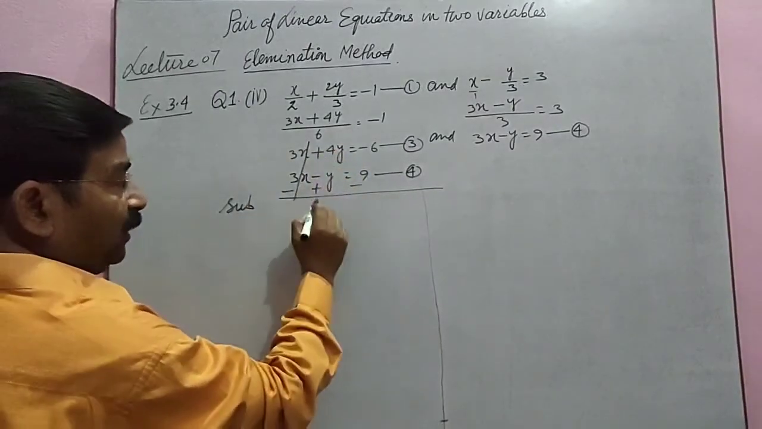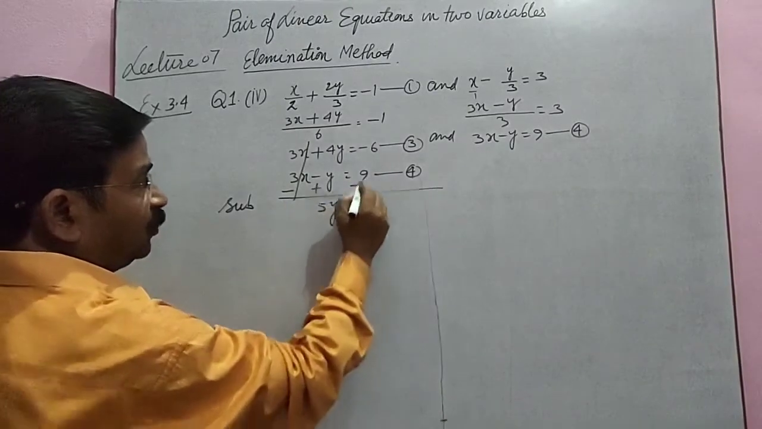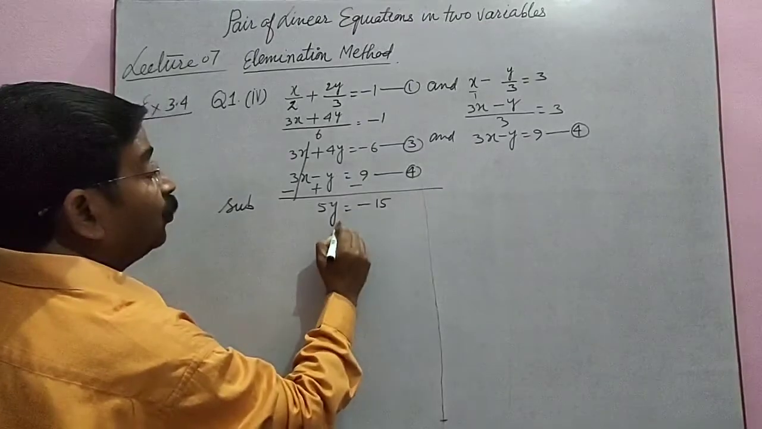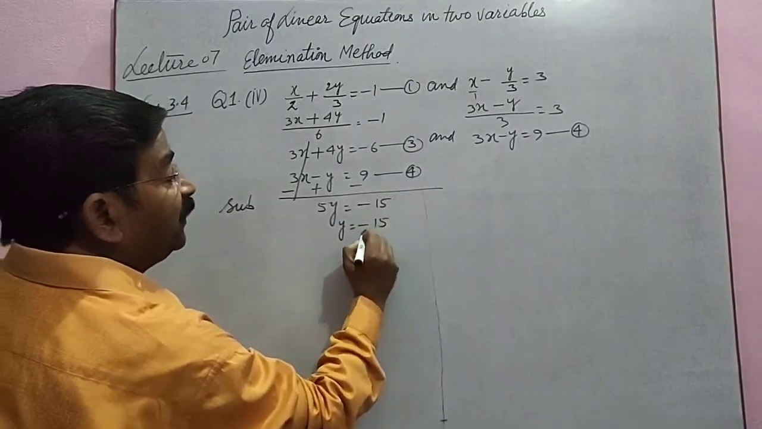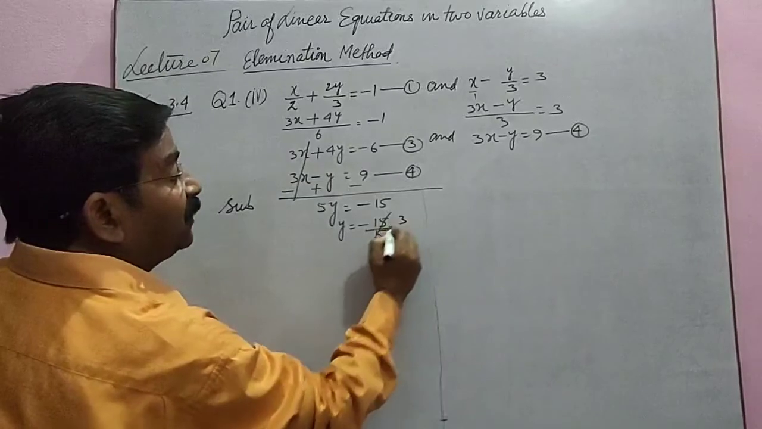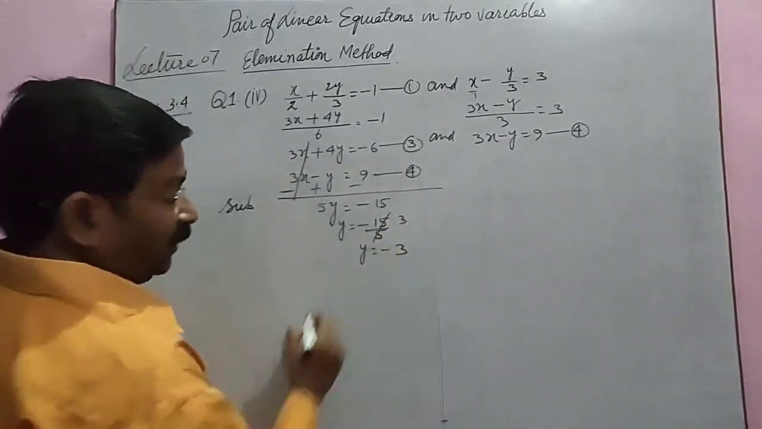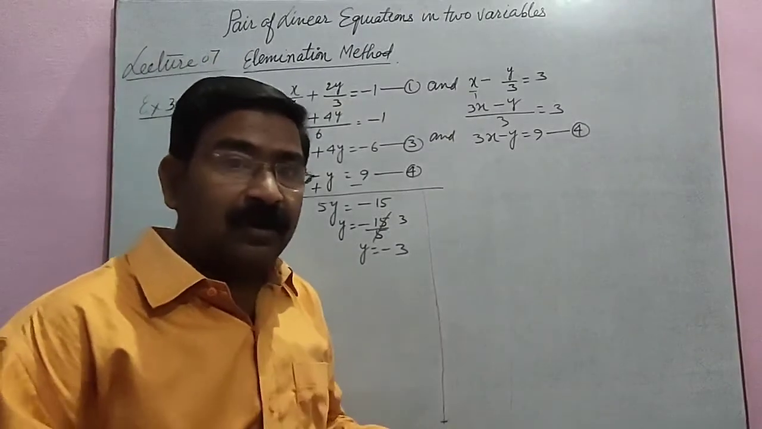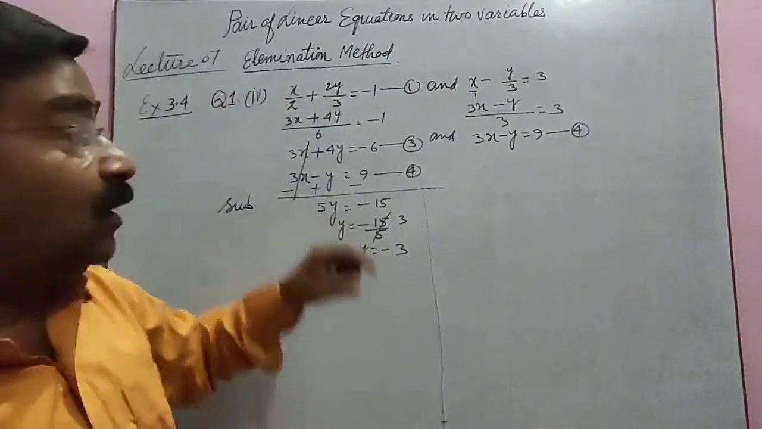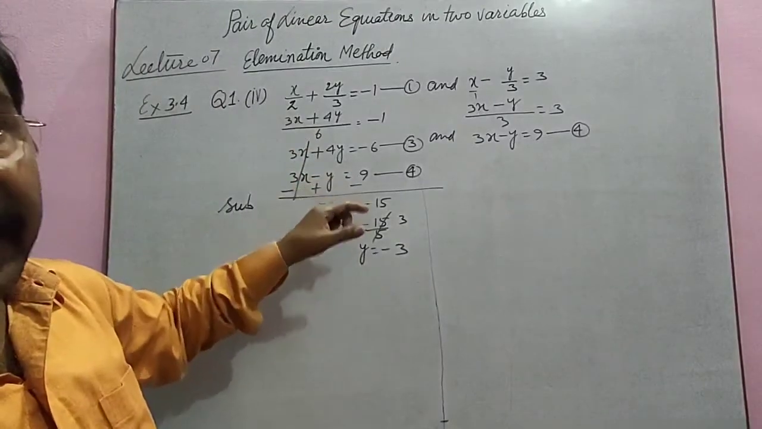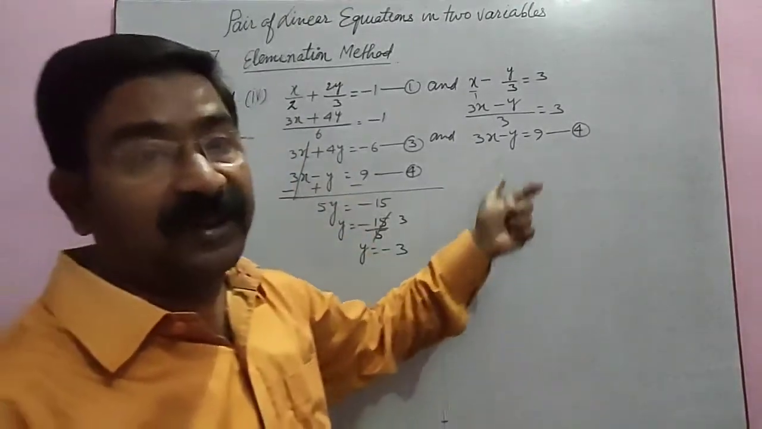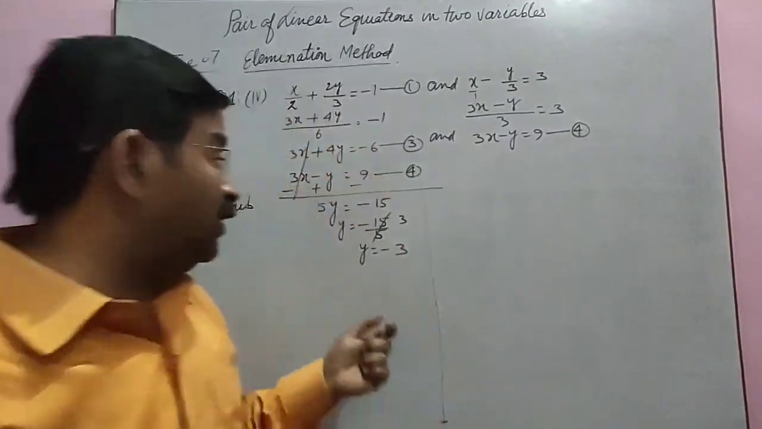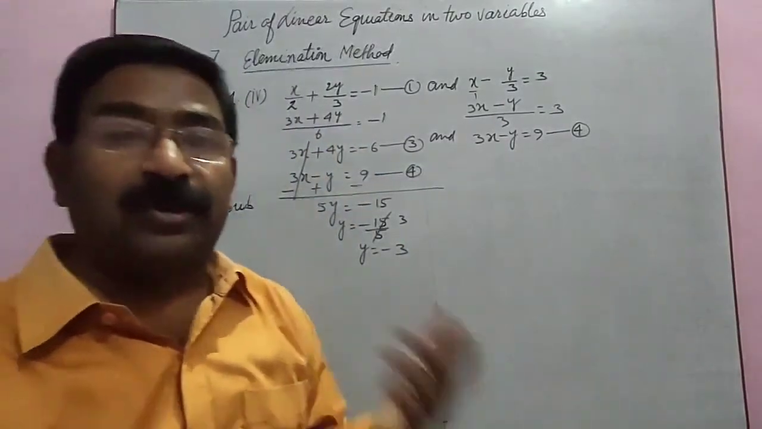4y plus y, 5y is equal to minus 6 minus 9, minus 15. So y is equal to minus 15 upon 5, 5 3s are 15. y is equal to minus 3. In the previous example, I solved the whole question by the elimination method. Once I got the value of y by elimination, then again I found the value of x by elimination. That is the elimination and elimination method. Now we are going to use the elimination and substitution method.